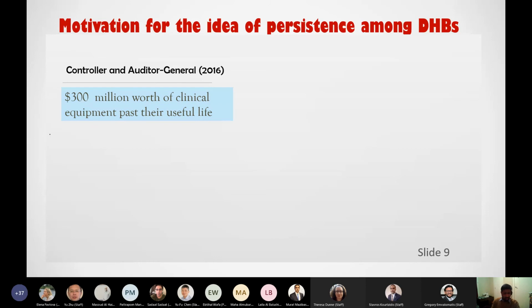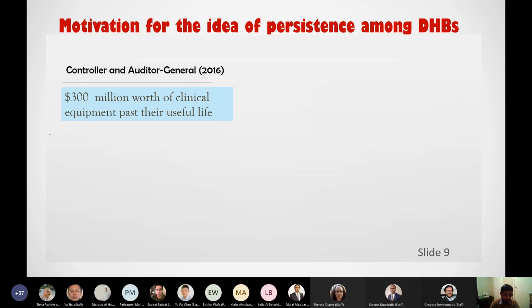So there are a couple of reports that have been put forward, one of them where the Controller and Auditor-General say that the equipment that is in district health boards is way too old. It's past its useful time, and it's one of the reasons that significant inefficiency exists. Everybody knows there is inefficiency in the district health boards, but no study has been done prior.